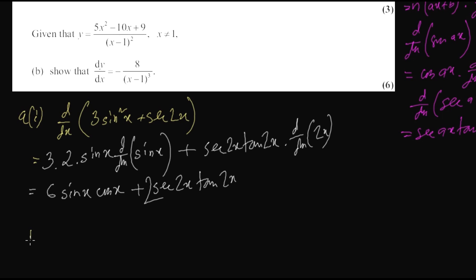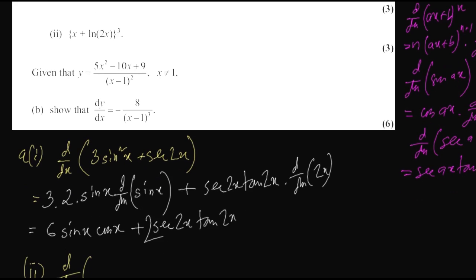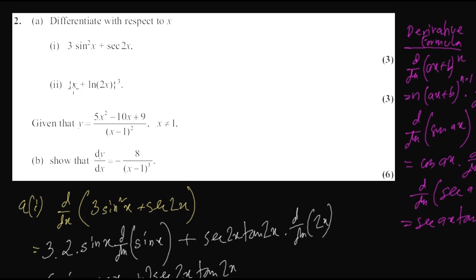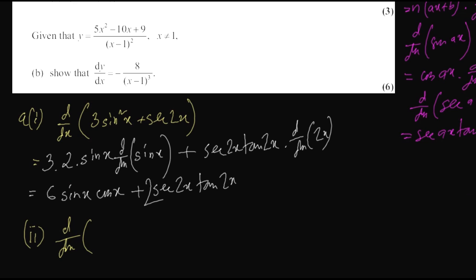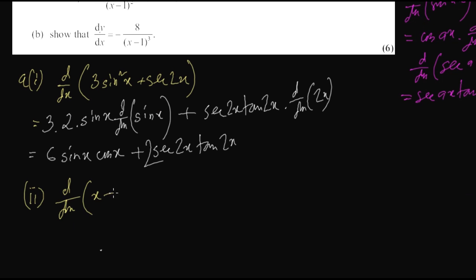So the next thing that we have to do is a2. So a2 is d by dx of (x plus ln 2x) whole cube. Now do not write braces like this. These are usually used for sets, so I recommend that you give just brackets. It's alright. So (x plus ln 2x) whole cubed.